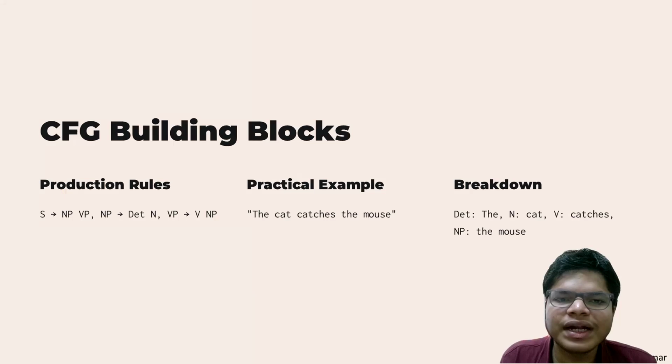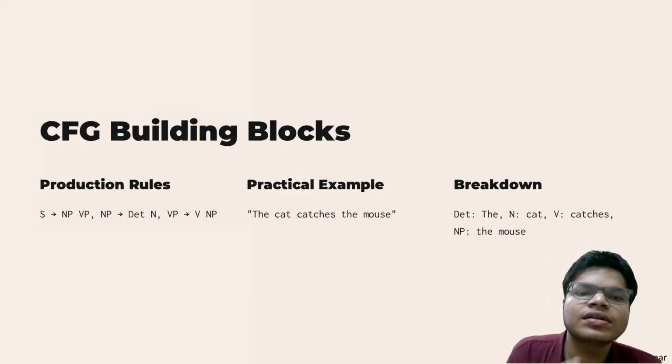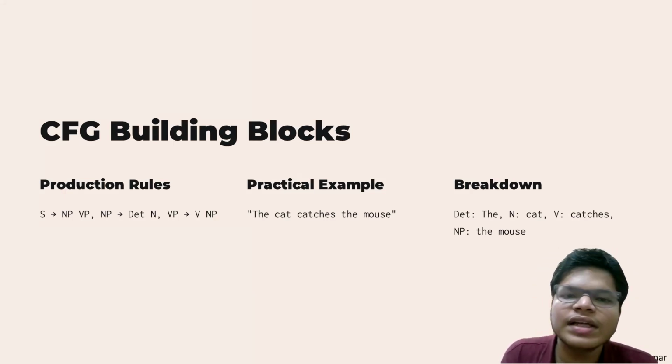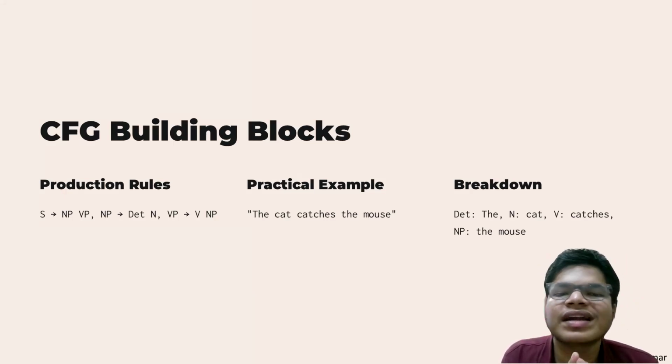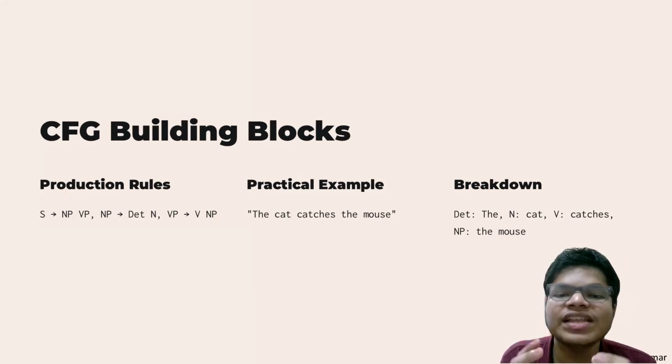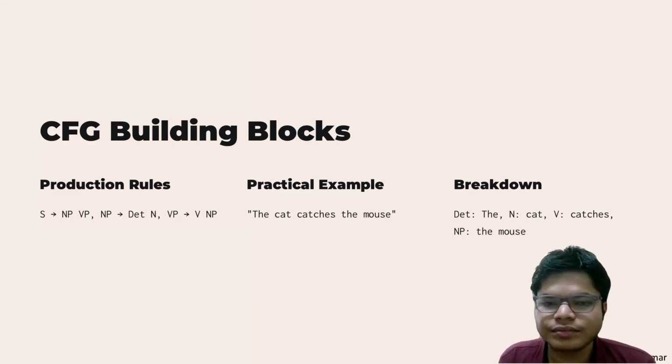So CFG has building blocks. CFG works by using rules to create sentence paths. For example, in the sentence, the cat catches the mouse, each word has a role. The is a determiner, cat is a noun, catches is a verb, mouse is another noun. So CFG or context-free grammar organizes sentences into chunks like noun phrase and verb phrase, helping computers figure out each part of a sentence. This makes it easier for a machine to understand and work with sentences.